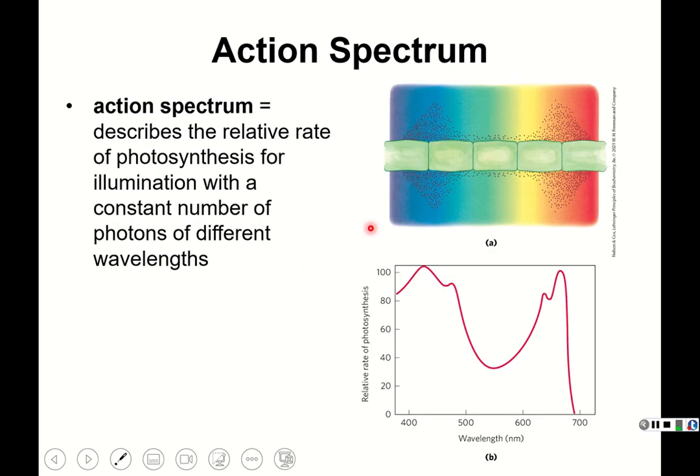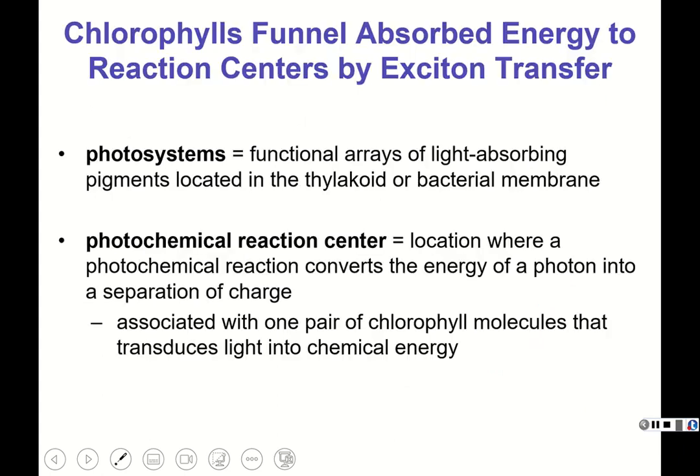So this is where we get our action spectrum, the overall spectrum of where we're absorbing as plants. You absorb a lot in that blue region, not so much here in the middle where it's green, and then again in that yellow to red region. Chlorophylls are absorbing photons of light, and they're funneling that absorbed energy to what are called reaction centers. They do that by excitation transfer, very similar to fluorescence, but the molecules are so close together that it's not really considered fluorescence.